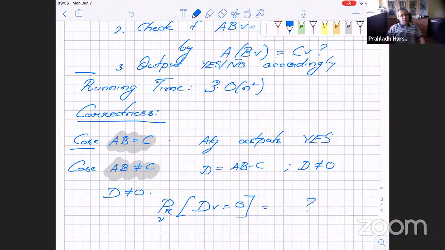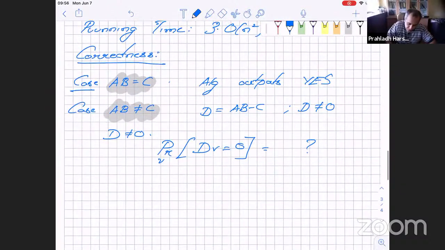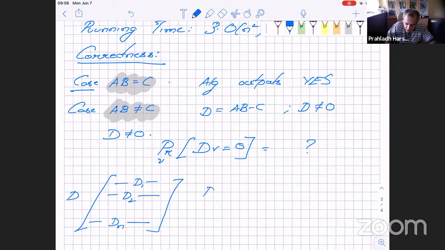Of course, if D is 0, the probability that DV is 0 is 1. Now the question is, can this be 0? Now, if D is not 0, there is at least one row in D which is non-zero. All the rows can't be 0. So D looks like such a matrix. This is D1, D2, ..., Dn. D not equal to 0 implies there exists an i such that Di is not equal to 0.